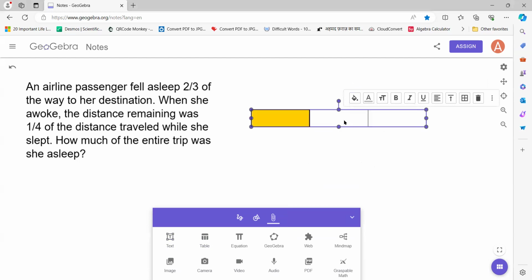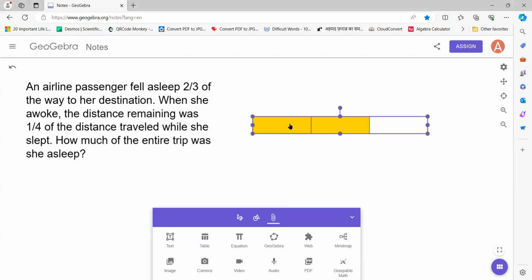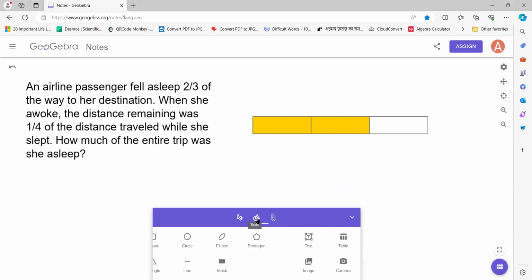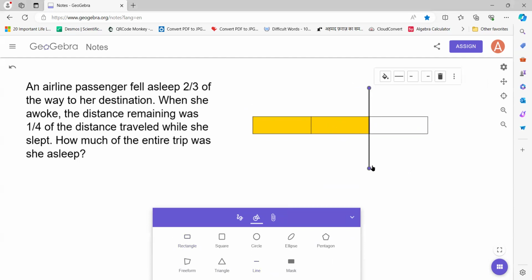I'm going to shade this part yellow. If these little rectangles, this one, and this one, they're all the same size, I can safely conclude that the passenger fell asleep right here, right at this point. And you fall asleep at a point. You remain asleep for a duration of time.